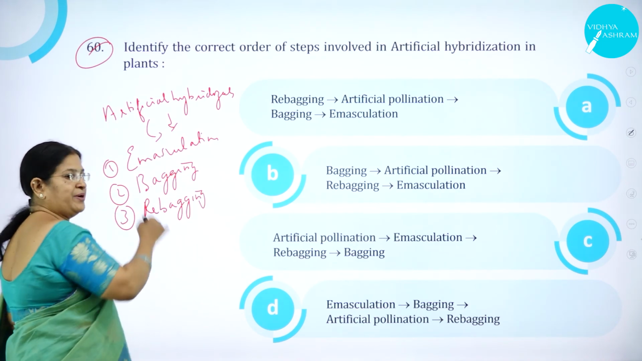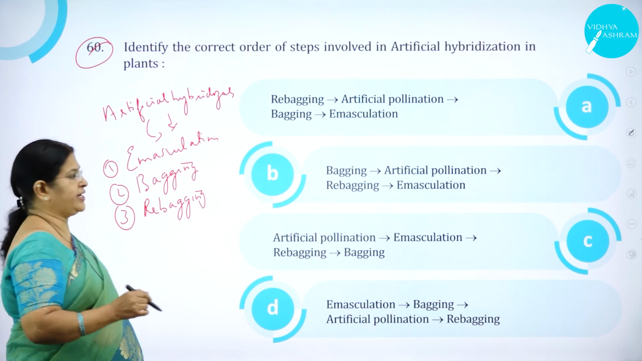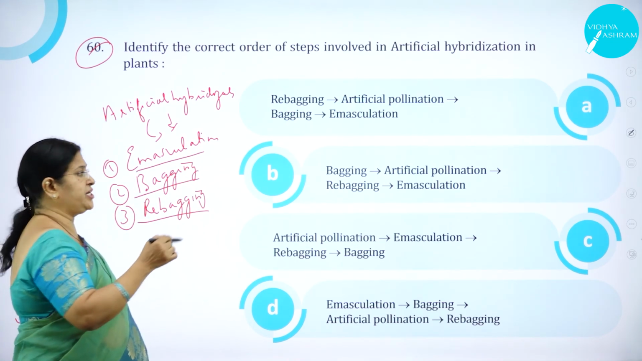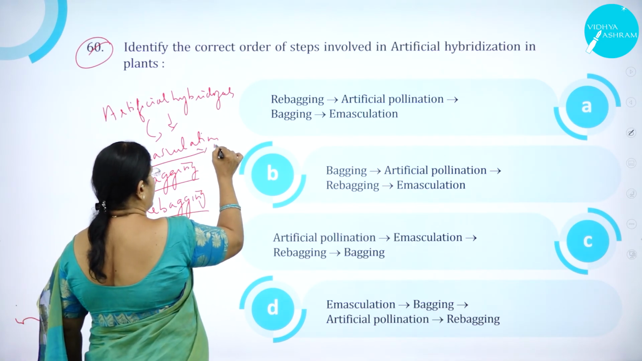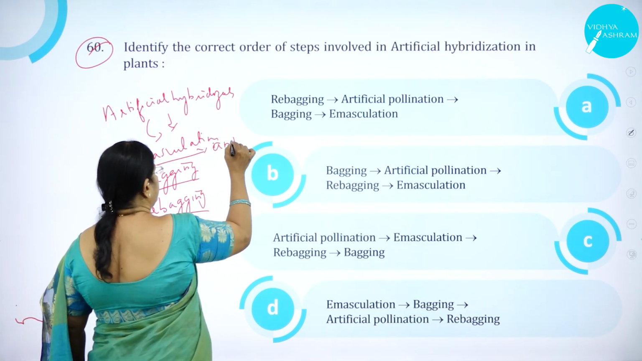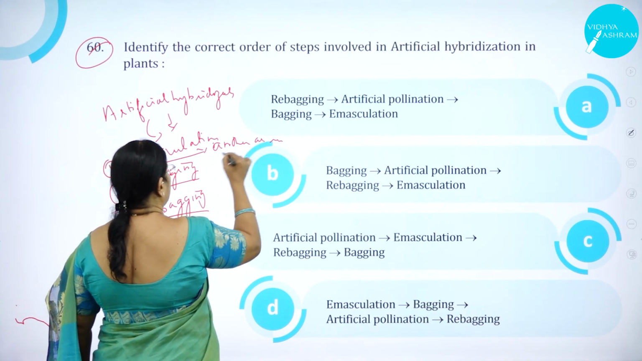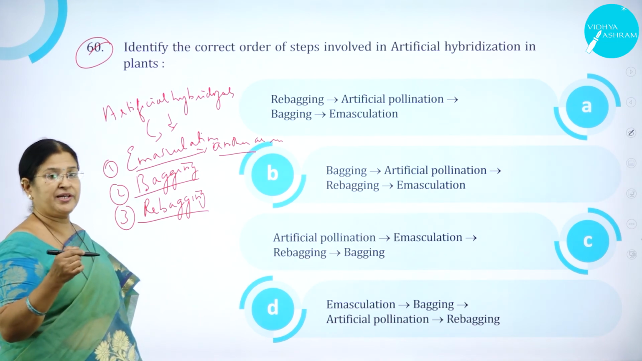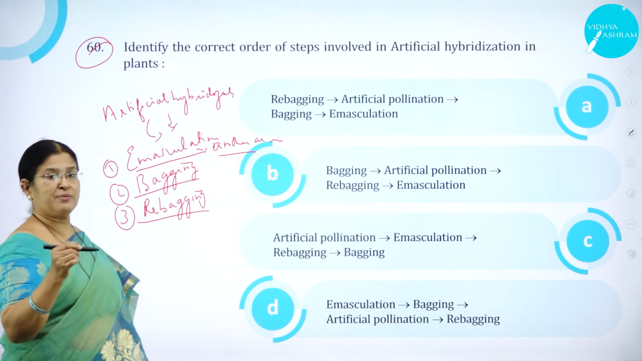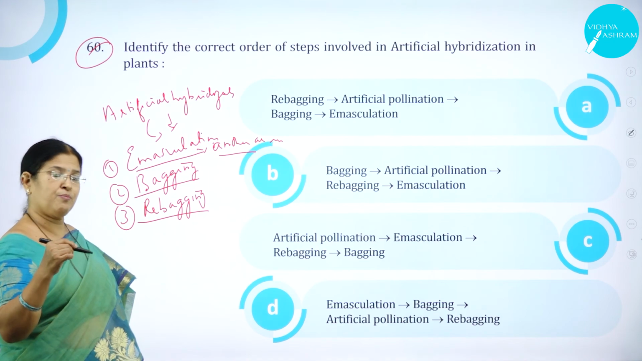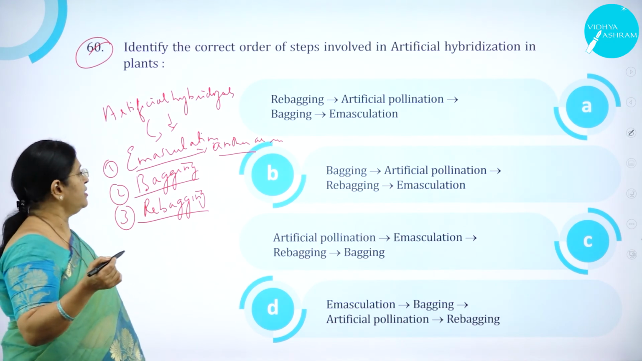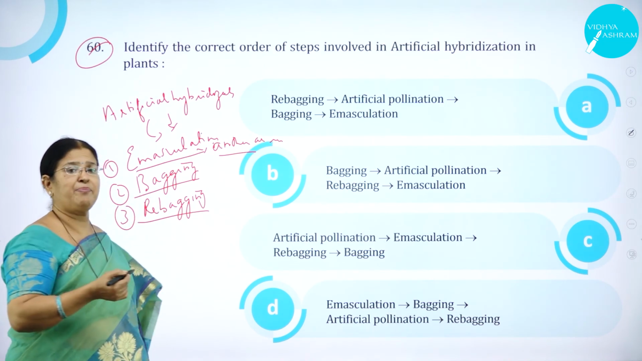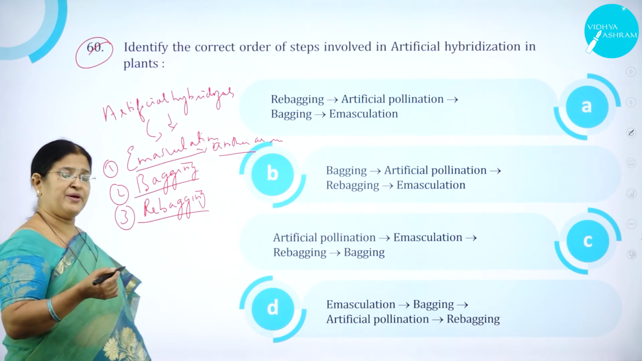So artificial hybridization is obtained by three very important techniques. One is called emasculation, bagging and rebagging. What is emasculation? Emasculation is removal of anthers. Anthers are removed. Why? Particularly if it is a bisexual flower, the chances of the pollen grains falling on the stigmatic surface of the same flower is quite possible, right? So in order to avoid that, you can get a desired plant of your choice through artificial hybridization.